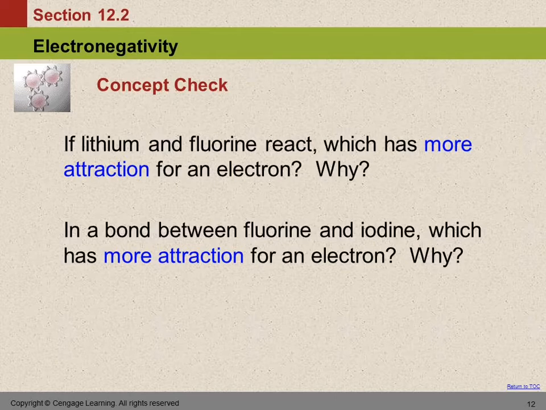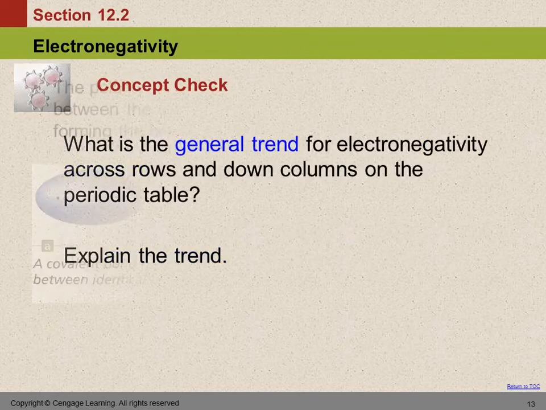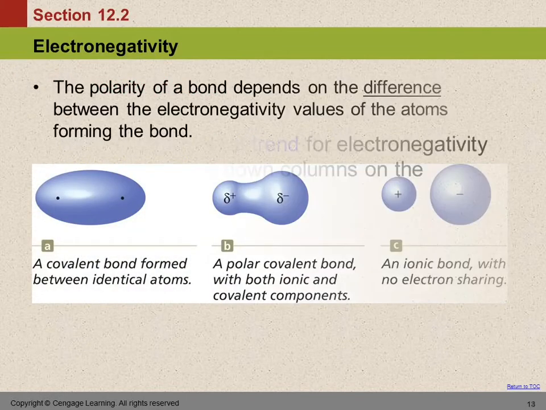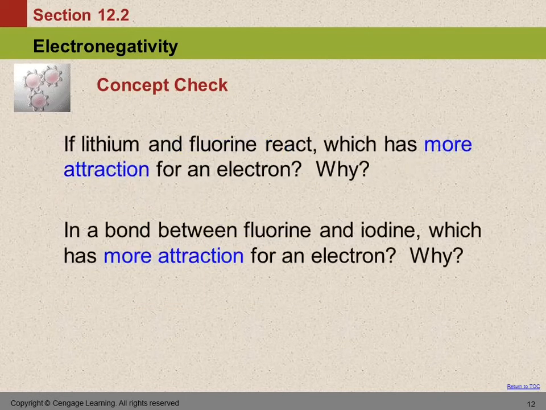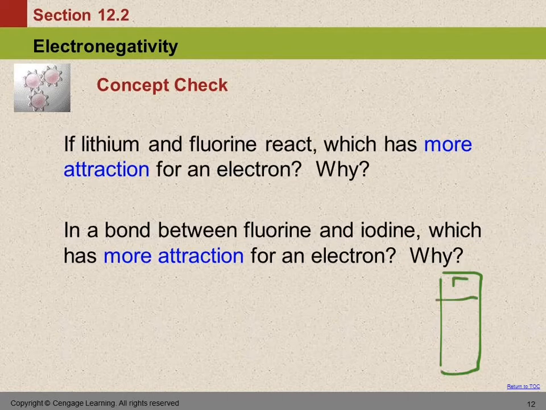So if we had a bond between fluorine and iodine, which would have more attraction? Fluorine and iodine, let's just look at this end of the periodic table where they are. Fluorine's up at the top, and iodine is further down, right? So fluorine has more attraction, again, because it's more electronegative.